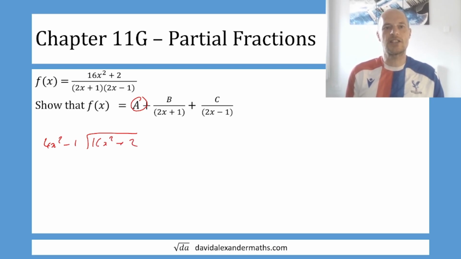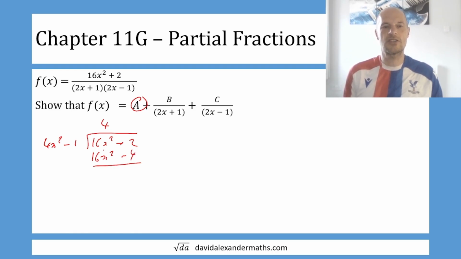How many 4x squareds are in 16x squared? Well, that is 4. 4 times 4x squared is, of course, 16x squared, and 4 times negative 1 is minus 4. Let's do a subtraction. 2, take away negative 4, is positive 6. So we know that this a here is 4, and the remainder is 6.